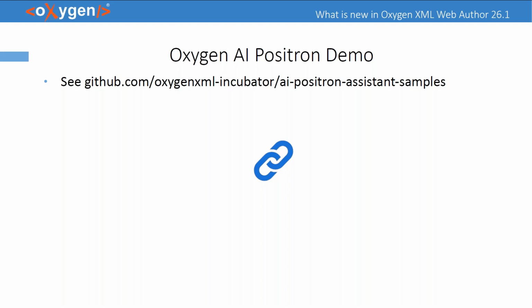Now let's see Positron in action. I'll open a project with some predefined sample documents on which I can try the Positron actions. This project is a public GitHub project, and you can try it out yourself by using Positron from the Web Author demo server. For this, you have to go to oxygenxml.com, find the Web Author product, and see the Try It Online button, where you'll find the demo server of Web Author that contains also Positron.